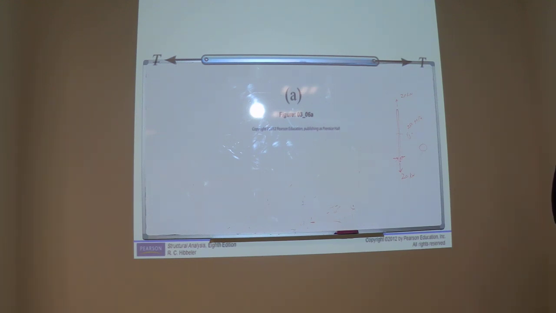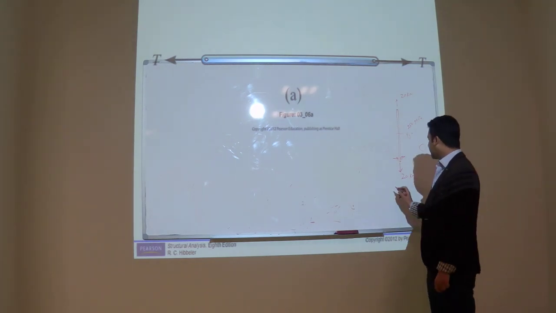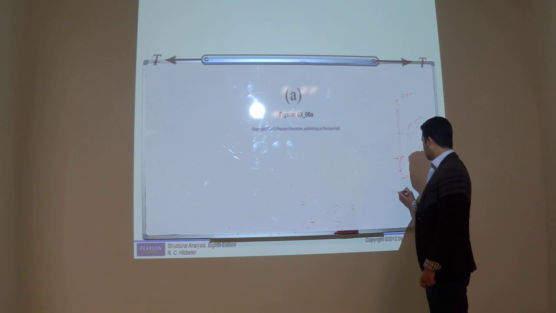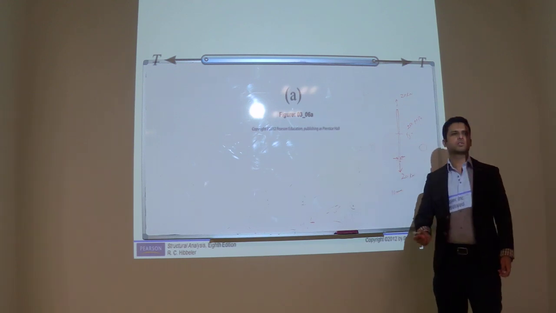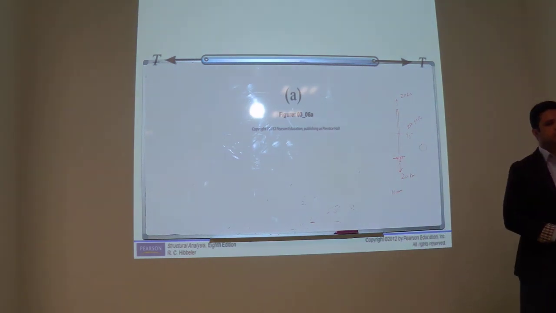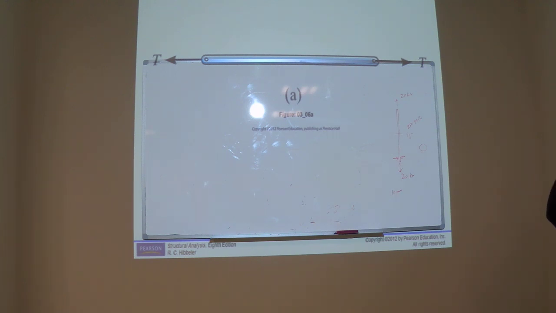10 millimeter. Okay, so one student is saying 10 millimeter. What about others? 12.5? 10.1? 10.5? 10.1. It should be 10.01.